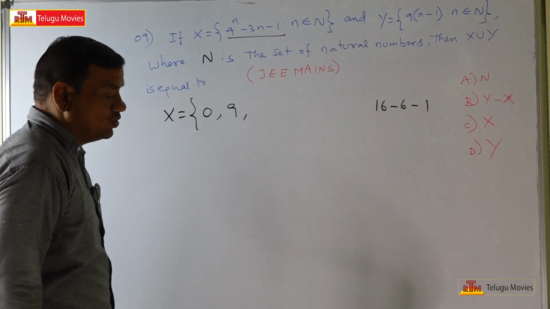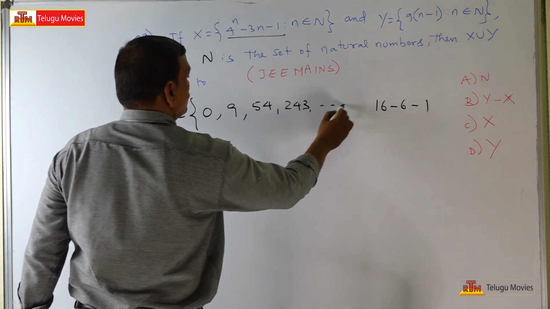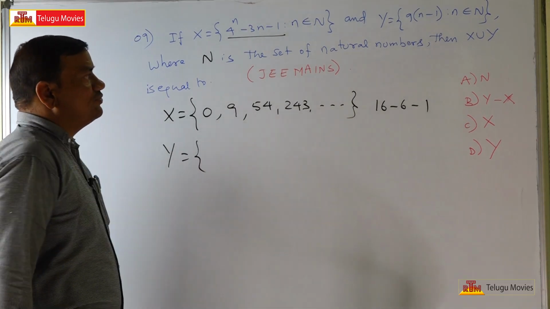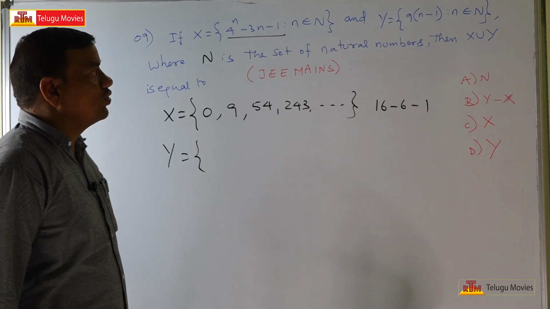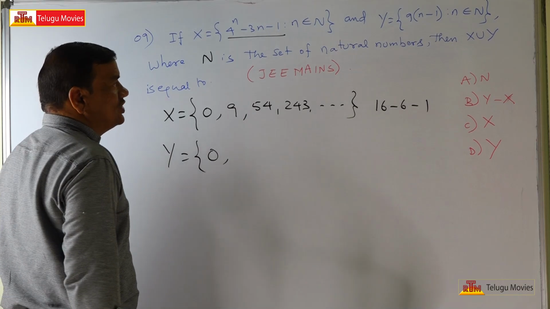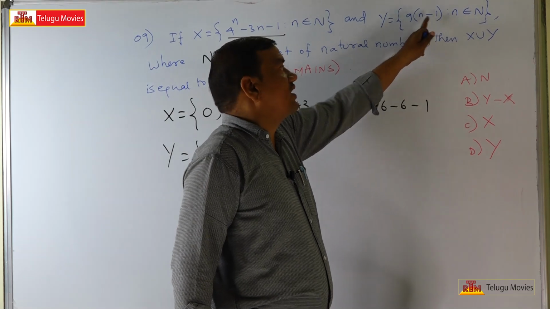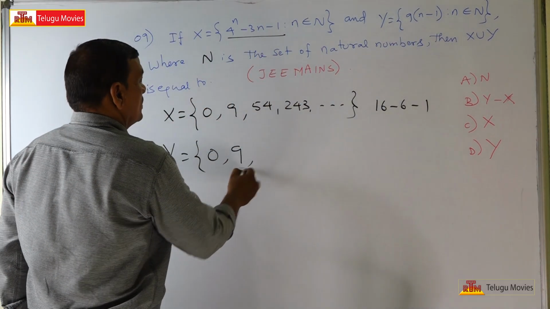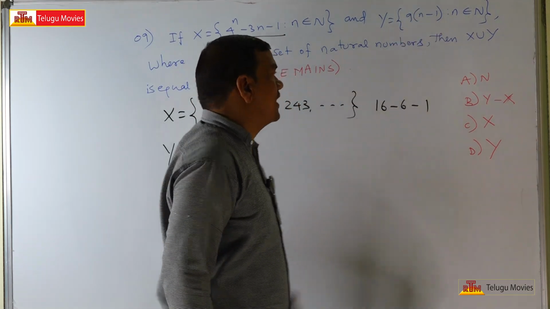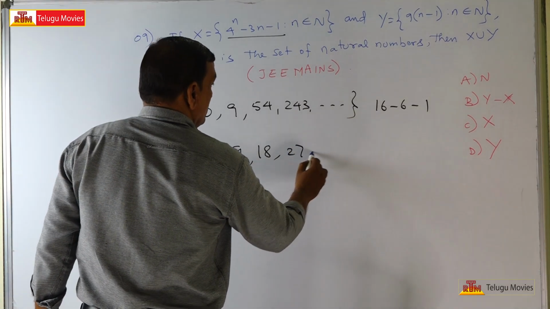If you substitute n is equal to 3, you will get 54, next 243, and so on. Now coming to y value. Substitute first n is equal to 1: 1 minus 1 is 0. Next n is equal to 2: 2 minus 1, 1, that is equal to 9. n is equal to 3: 3 minus 1, 2, 2 nines are 18. So like this 18, then 27, and so on.